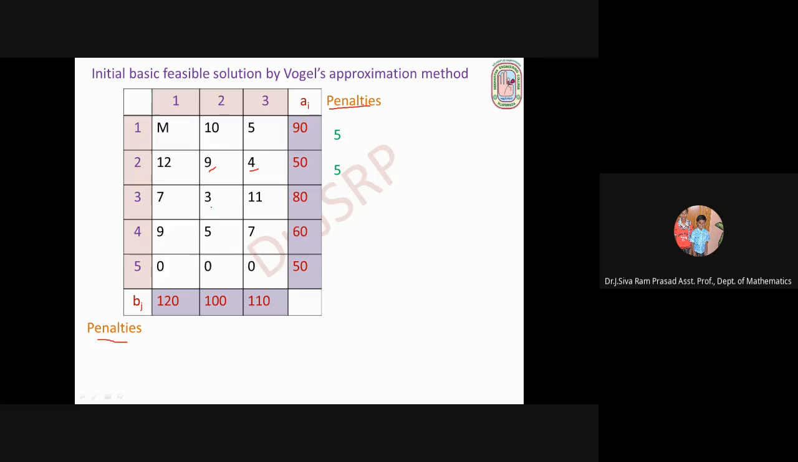Third row penalty, least cost 3, next least 7, so difference 4. Fourth row, least 5, next least 7, difference 2. Fifth row, all are zeros, so difference is 0. Similarly for the first column, least cost 0, next least 7, so difference 7. Second column, least cost 0, next least 3, difference 3. For the third column, least cost 0, next least cost 4, difference 4.